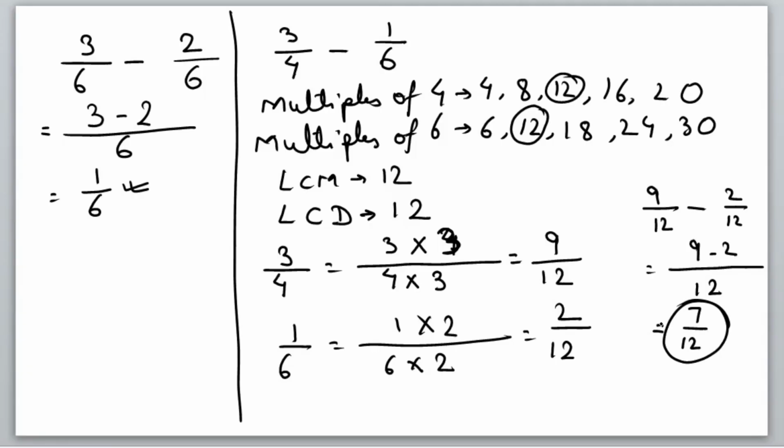Okay. Let's solve more questions. Here we have 5 over 8 minus 1 over 4. Here the denominator is 8 and here the denominator is 4. So we have to find the common denominator. And here we know that 8 is the multiple of 4. It means our least common denominator will be 8.